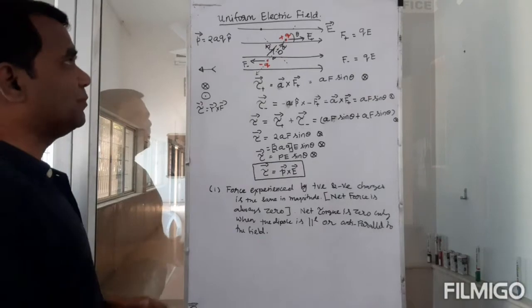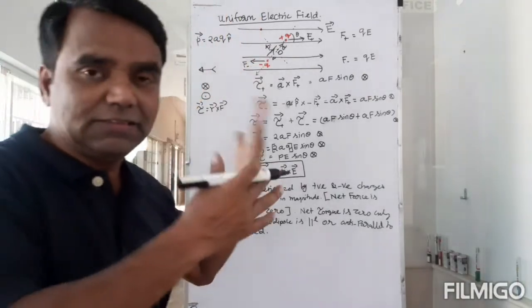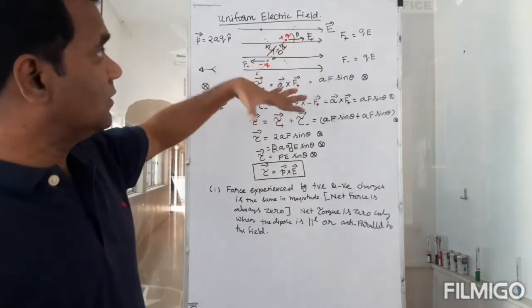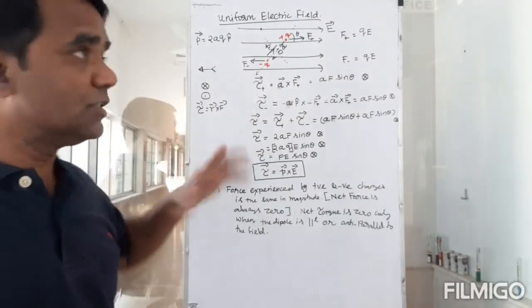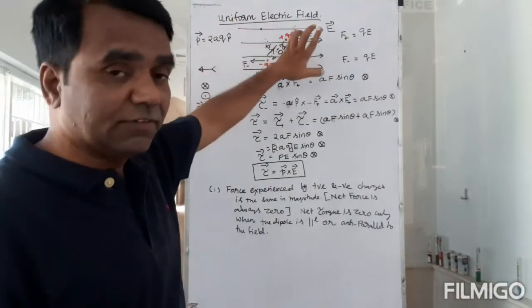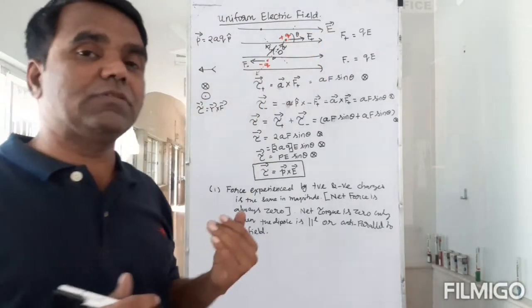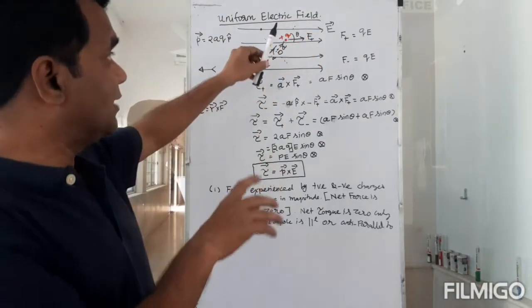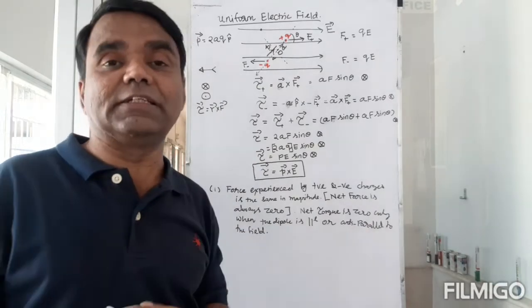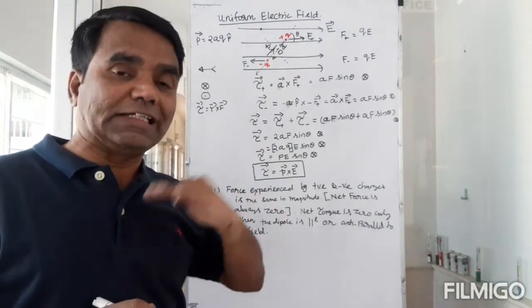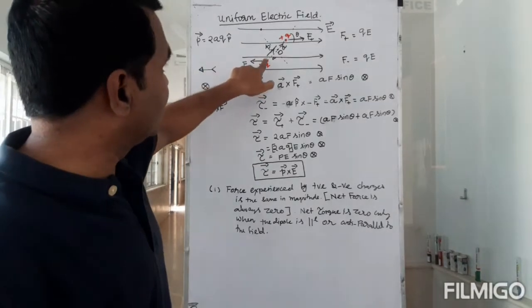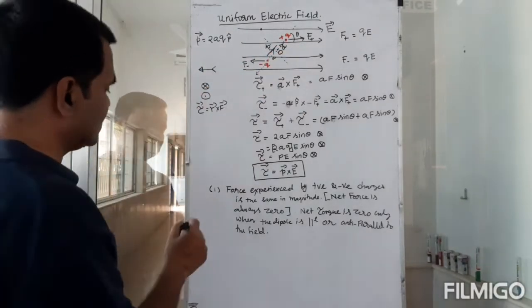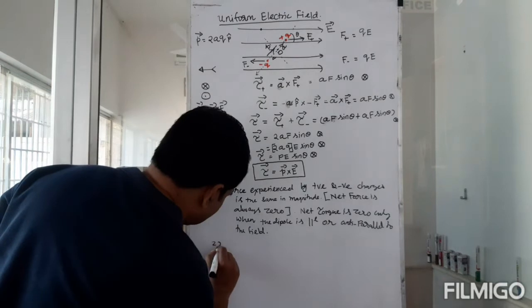Okay, but what happens if I keep this? It definitely gives you another idea. I've talked about uniform electric field. Now, what happens if I keep the dipole in a non-uniform electric field? The electric field is not uniform. For example, I have E1 here and then E2 here. Okay? So let me take this one, non-uniform electric field.